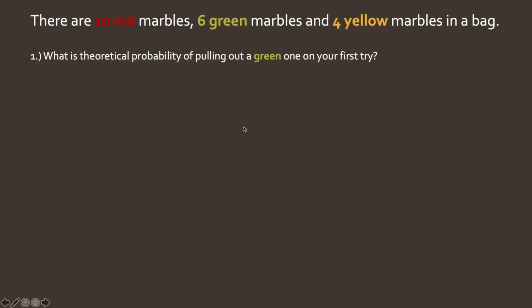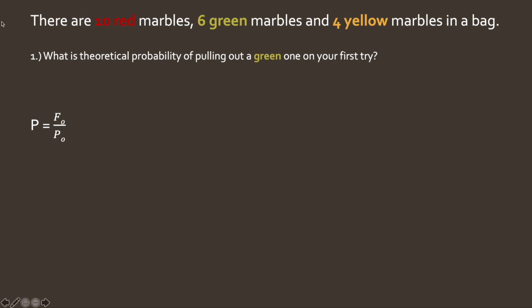So let's just do a quick question, moving away from the coin toss, and just look at how we would solve it using the formula. So let's say we have a bag, and in that bag, we have 10 red marbles, 6 green marbles, and 4 yellow marbles. What is the theoretical probability of pulling out a green on your first try? Like, you put your hand in, you don't look, you pull out a marble. What's the probability that it's going to be green, theoretically?